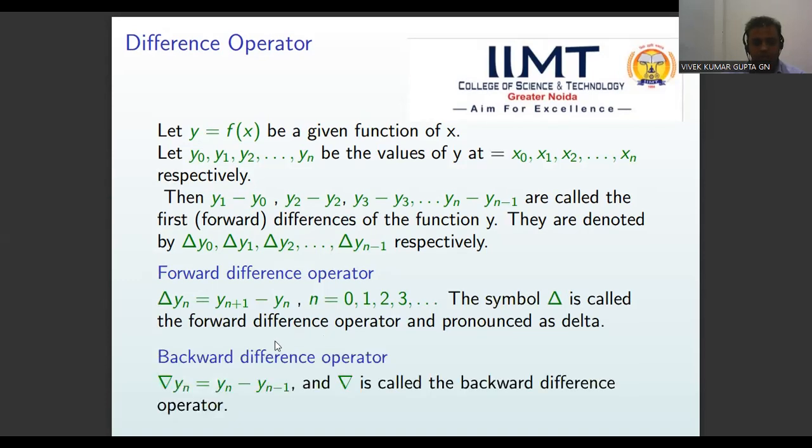Similarly, we can define another operator which is named the backward difference operator. This is the symbol which is called nabla, and here we say backward difference operator operating over yn. As the name suggests, yn minus yn minus 1 is defined as the backward difference operator.